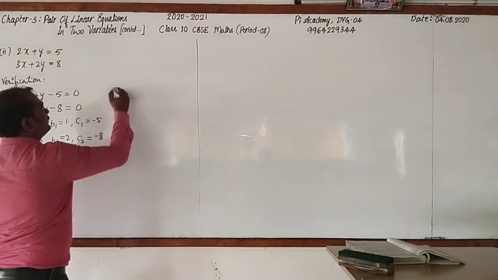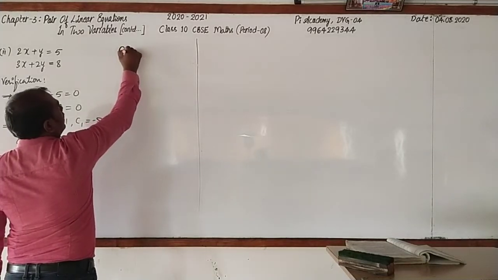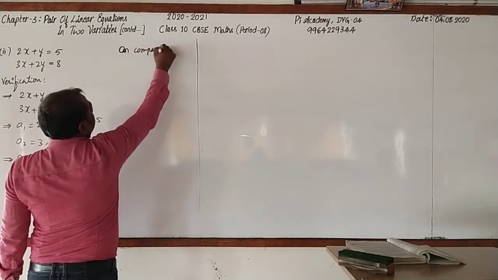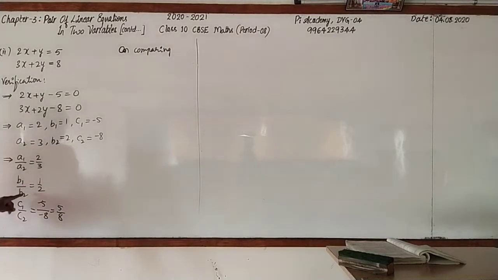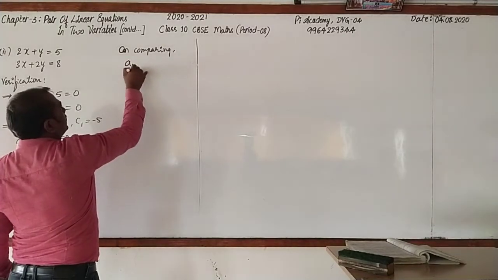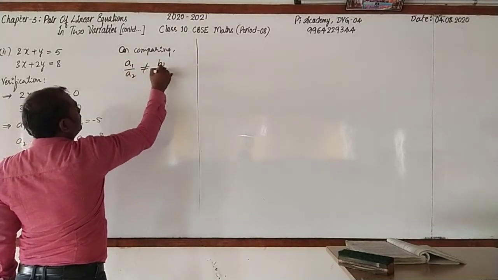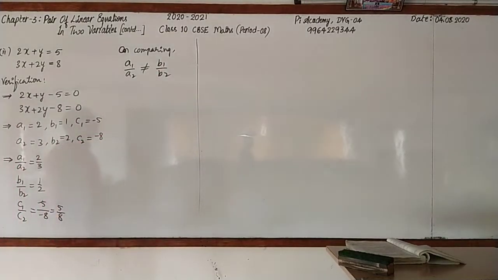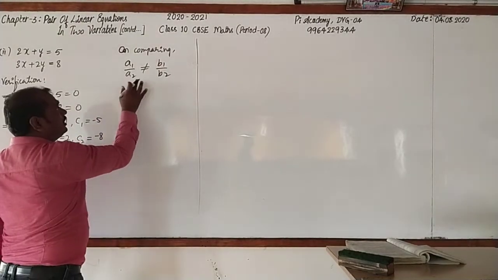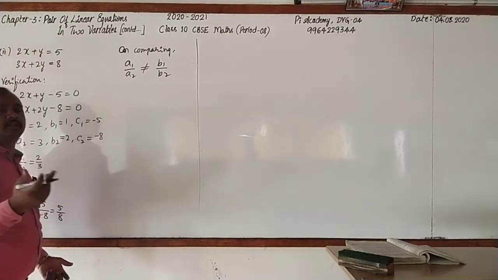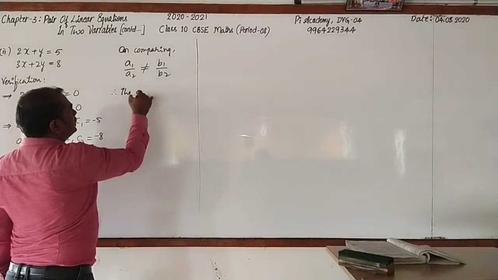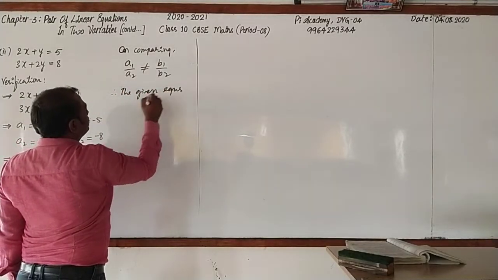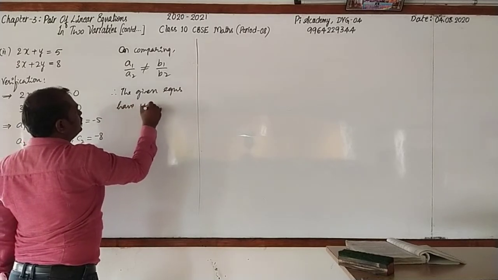Go for comparing. Here I write. On comparing the ratios, we can write: A1 by A2 is 2 by 3, B1 by B2 is 1 by 2. Are they equal? No. We can write A1 by A2 is not equal to B1 by B2. If this condition is satisfied, we can say that the given system of equations has a unique solution. Therefore, the given equations have a unique solution.